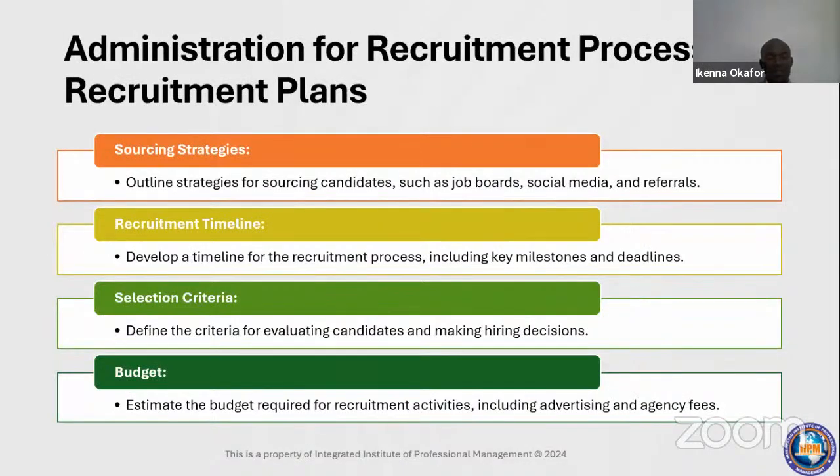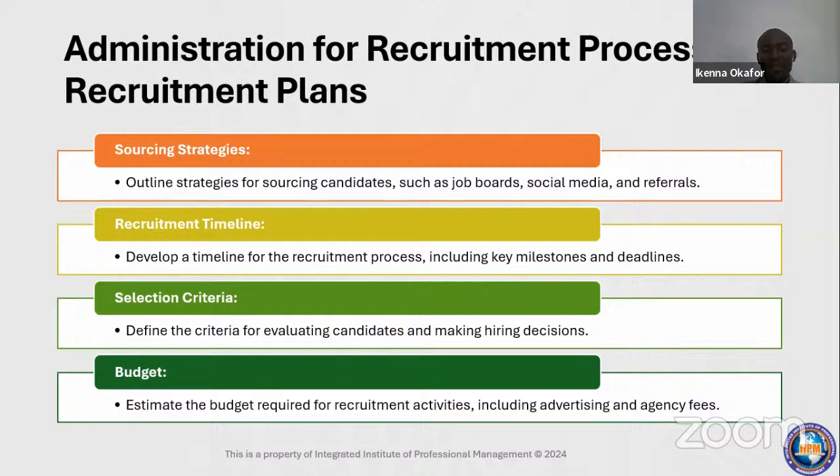Okay, so sourcing strategies. Outline how you're going to get your candidates: through referrals, which is one of the most effective ways, social media, job boards, and so on and so forth. Open announcements, radio, media. It depends on the level of the organization, which will determine the strategy you have to use. But check the most effective strategy as concerns your industry.